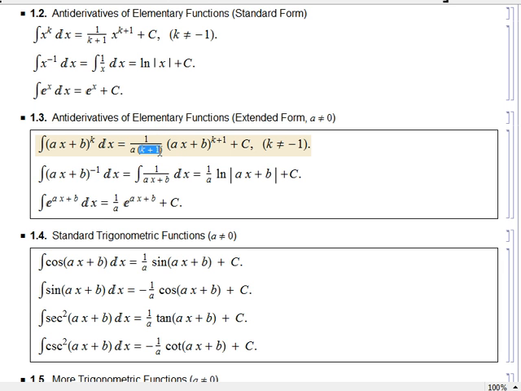But that's not all. By the chain rule, the derivative of the inside, which is a, is going to be multiplied, and consequently cancelling out this a. So this a in the denominator is necessary in order to undo the chain rule computation. The same is true for the k equals -1 case. We have this 1 over a for the same reason, for the chain rule. For the exponential function, again we have 1 over a for the same reason.